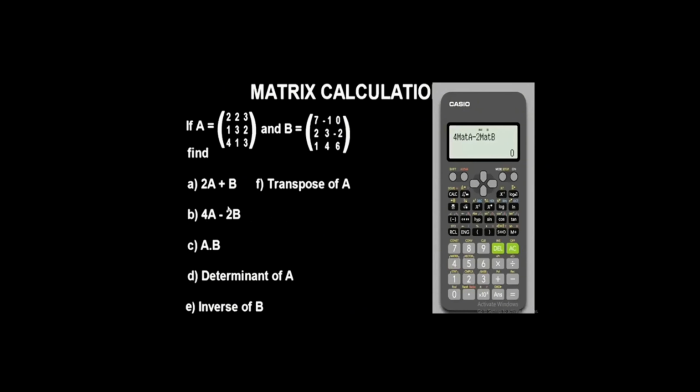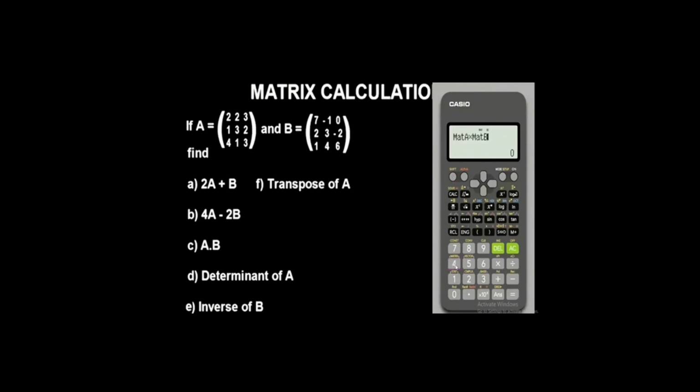Press equal to, that's subtraction of the matrices. Press equal to, so this will give you the output. So the C part of it is now multiplication of the matrices. Remove this, go back to shift button 4. So we have Mat A times Mat B.